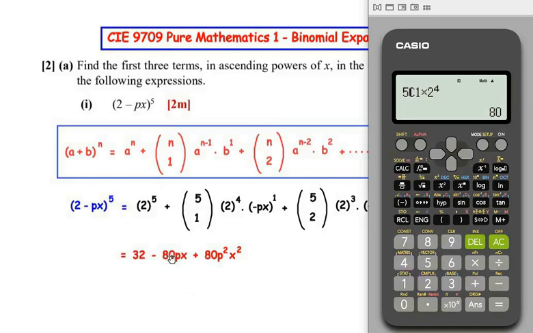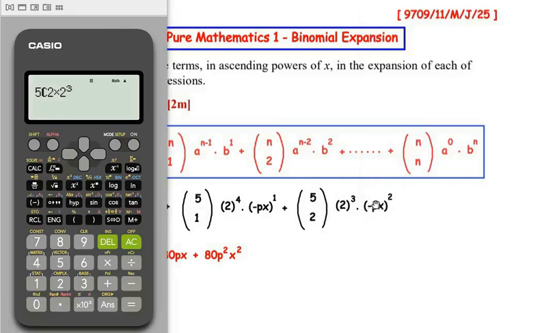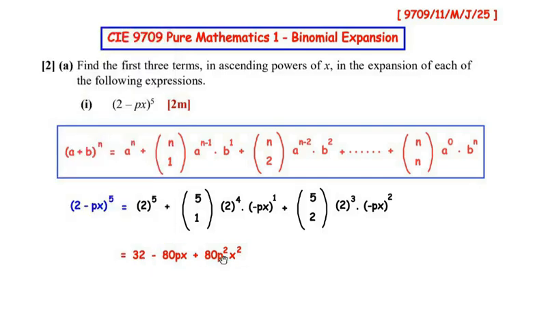So we have written minus 80 times p times x plus, now let us check for this term. Now here first of all, square of a negative number gives us positive. So positive term with a positive term gives us positive. Now let us see what value this gives us. So 5c2 times 2 to the power of 3 is going to give us 80. So the third term becomes 80 times the power gets distributed to p and x, giving us 80 times p square times x square. So this is the expansion of this given bracket.